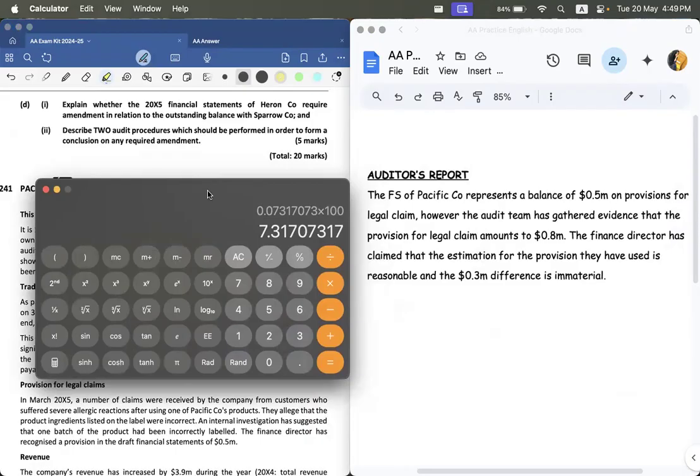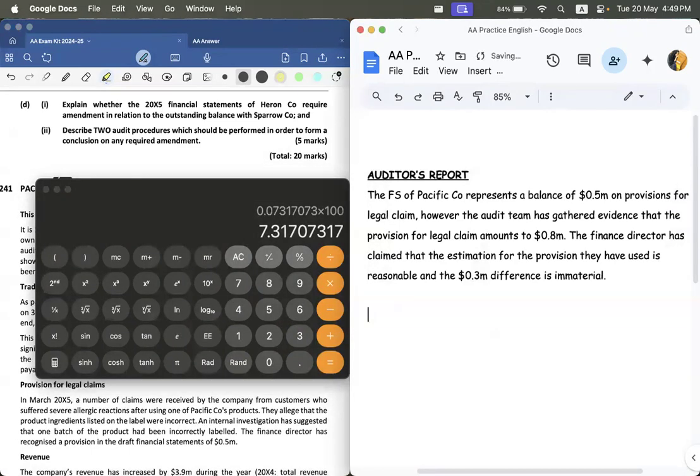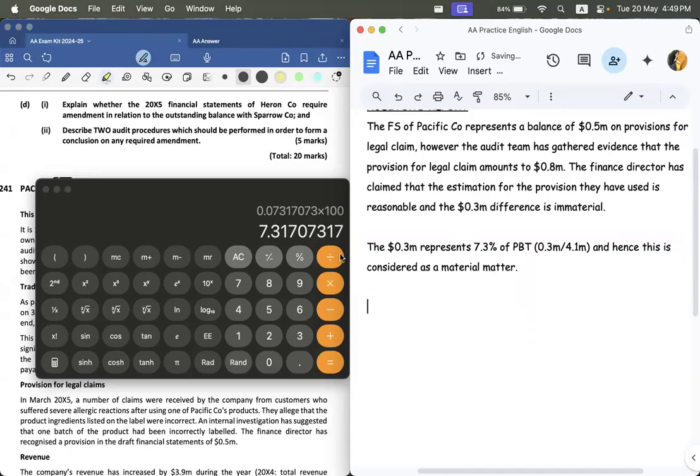So that is your second sentence, and you get 2 marks for this if you have already written this much. Clear now? So the 0.3 represents 7.3 percentage of PBT, and hence this is considered as a material matter. Clear?